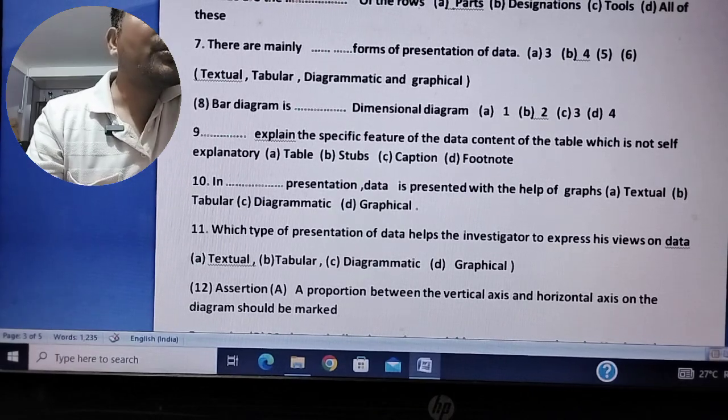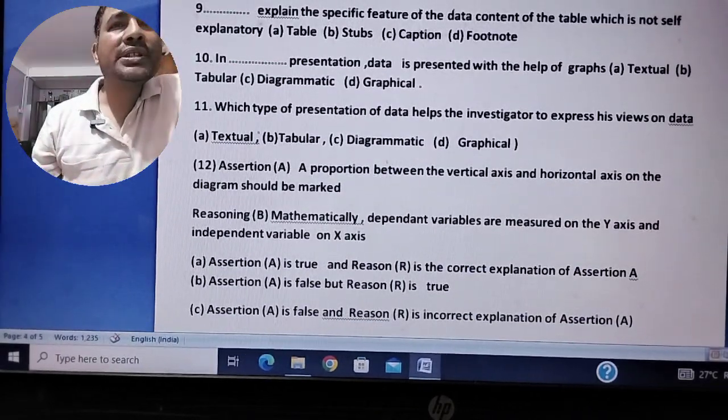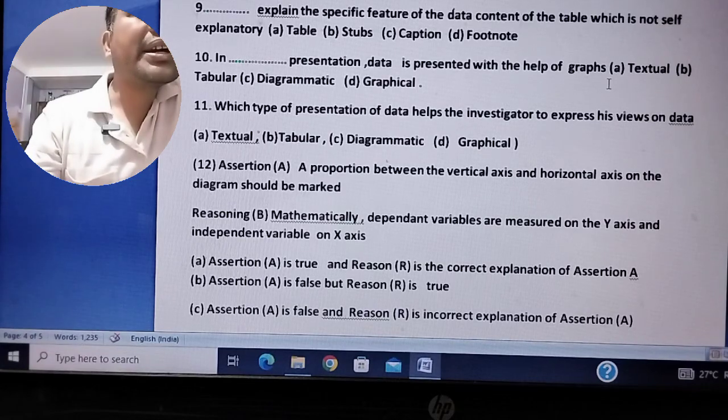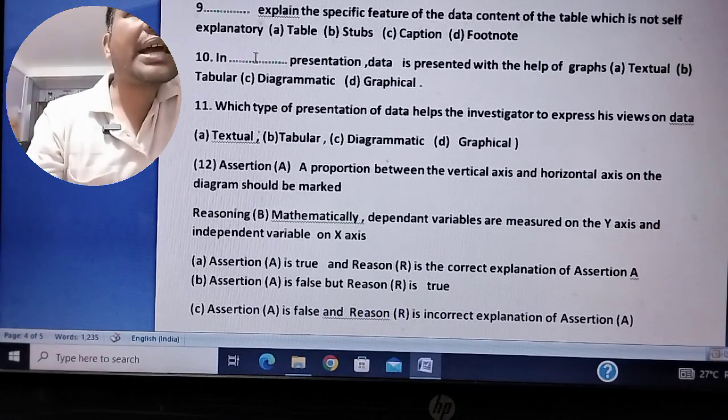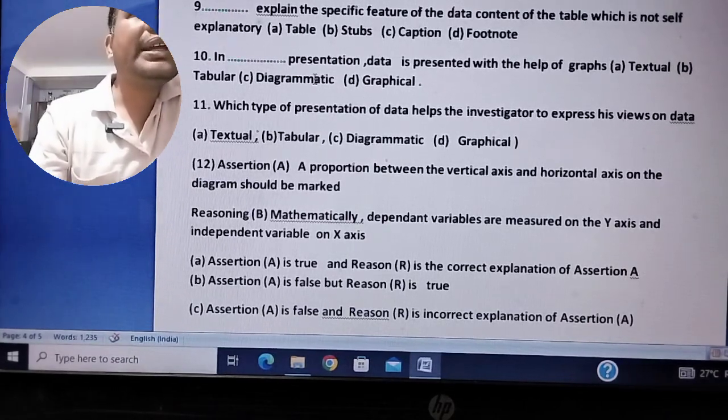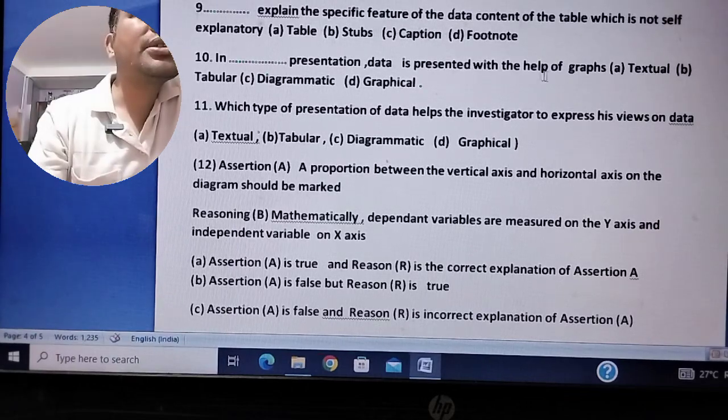Okay. Dash, question number 10. In dash presentation, data is presented with the help of a graph. Textual, tabular, diagrammatic, graphic. The answer is clear, it's a graph, so it should be graphical. Okay, in graphical presentation, data is presented with the help of a graph. So the right answer for question number 10 is D, that is graphical.